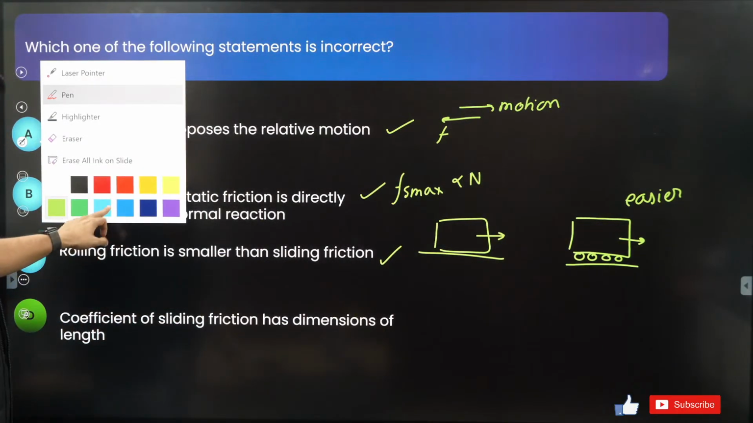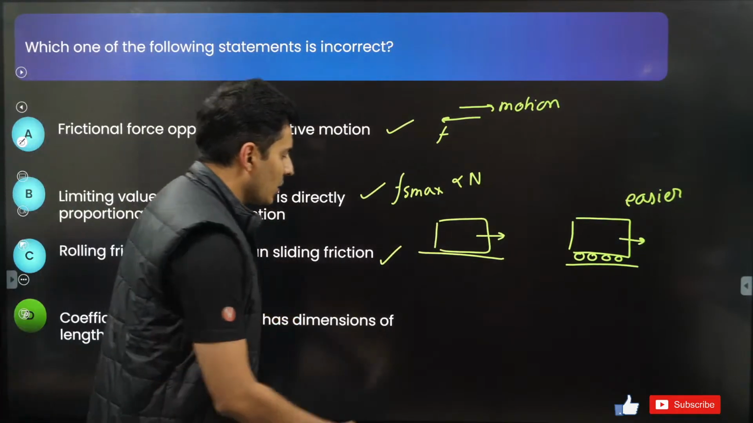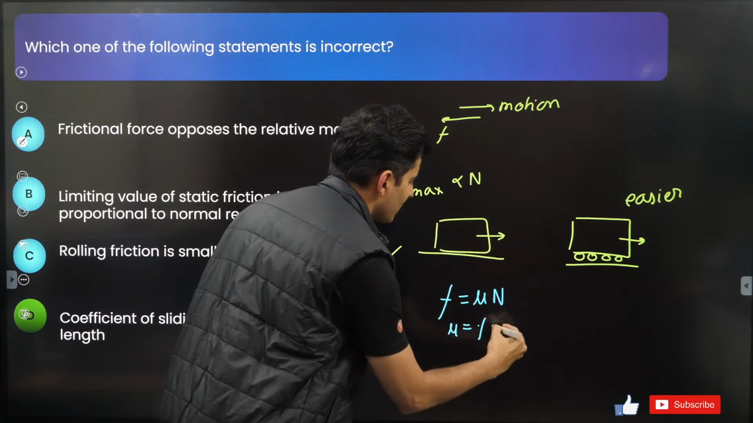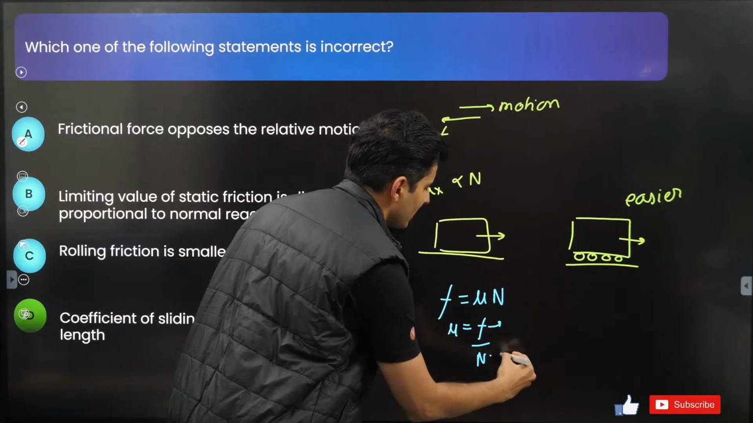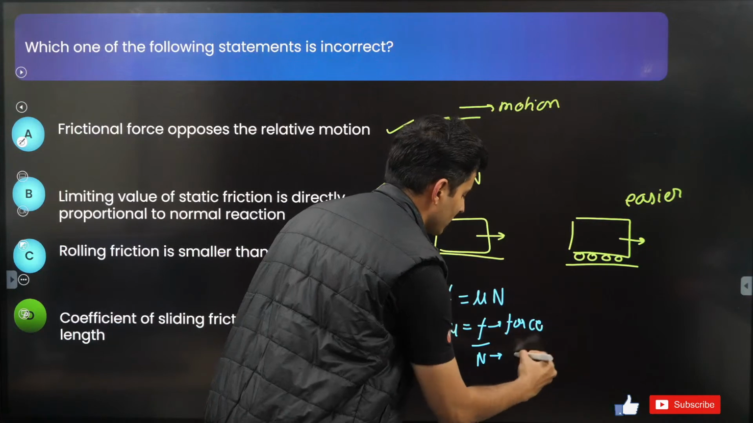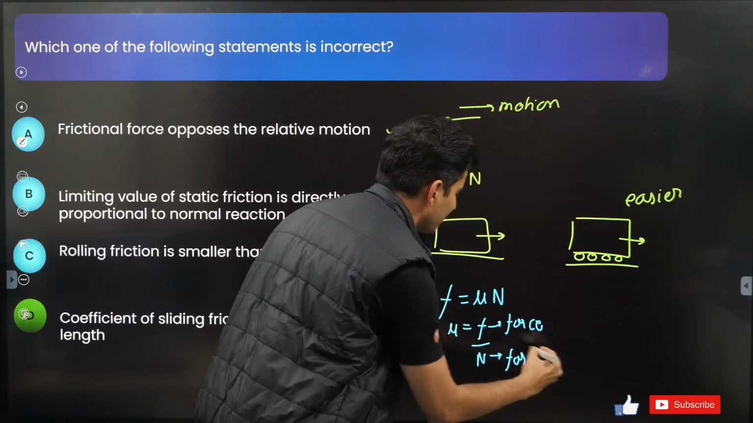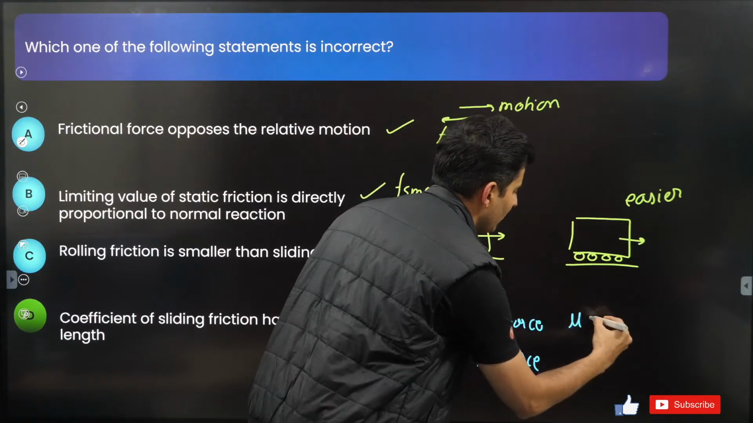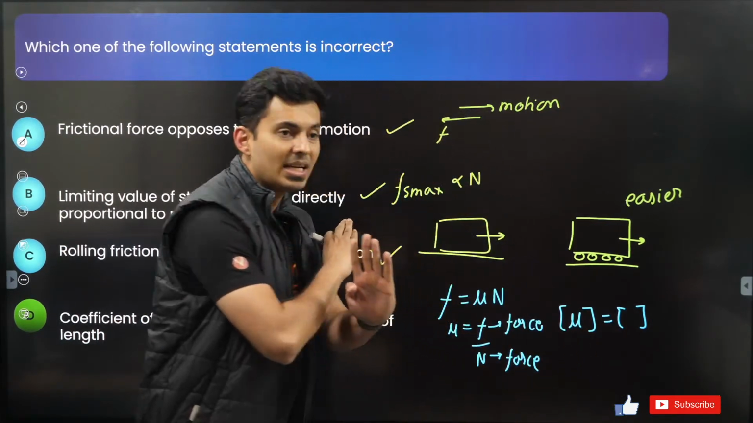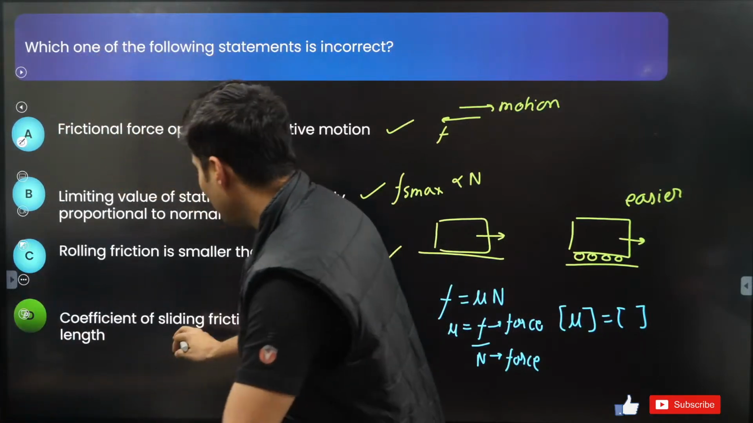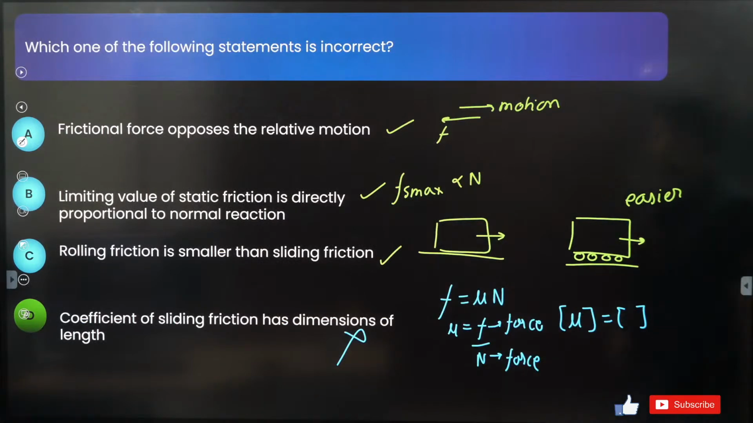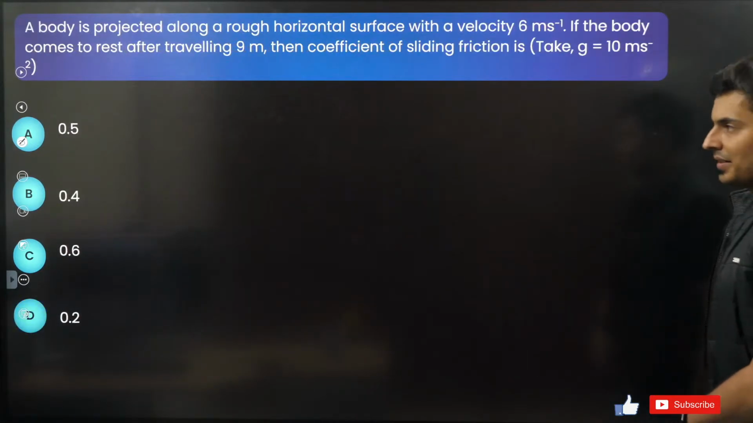The last one, coefficient of friction has a dimension of length. That is wrong, guys. Friction is mu into N. So mu will be friction by N. Both force and normal are nothing but forces. This is also force, this is also force. So mu, actually speaking, will have no dimensions. It is completely dimensionless. So saying that it has the dimension of length is definitely a wrong statement. Okay, so that's the answer, guys.